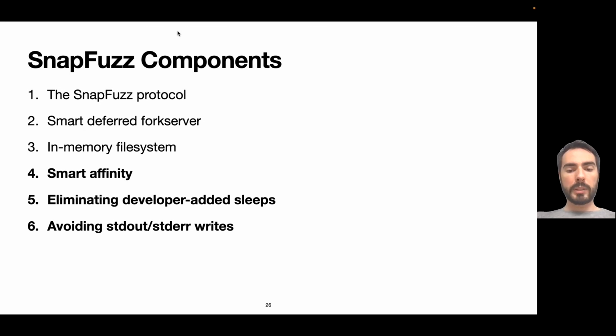SnapFuzz offers more components that follow the same strategy of replacing system calls with more performant alternatives. For example, we offer a smart affinity mechanism. We also eliminate developer-added sleeps, and we also avoid any kind of stdout and stderr writes. You can read more about them in our paper.